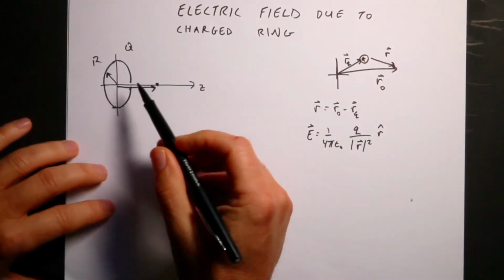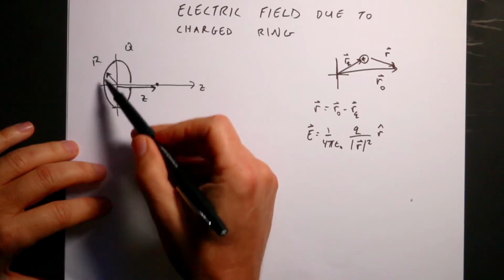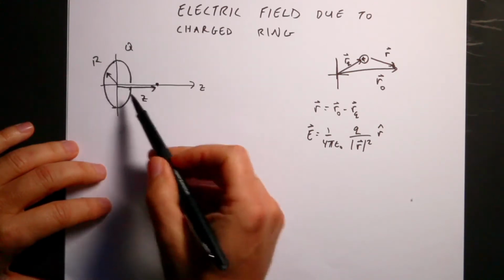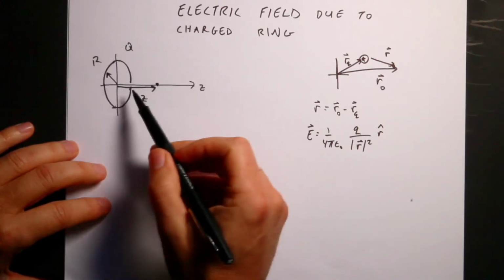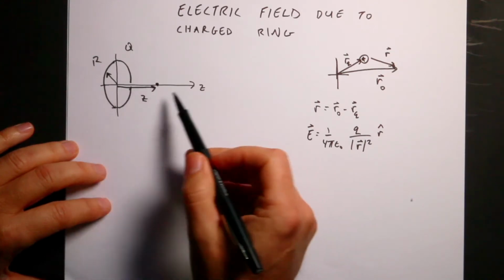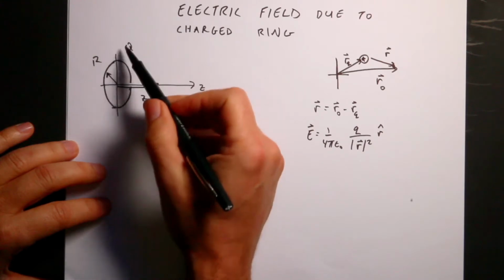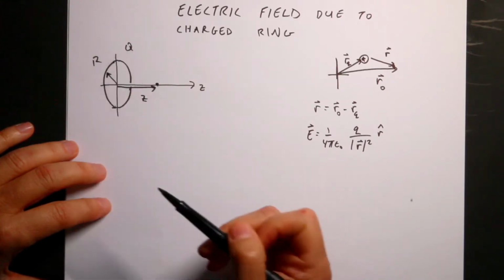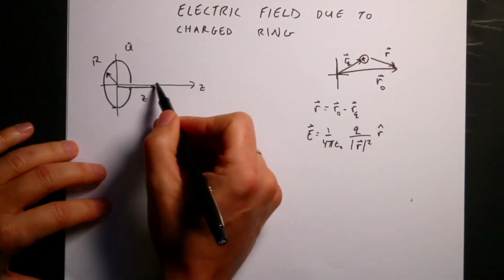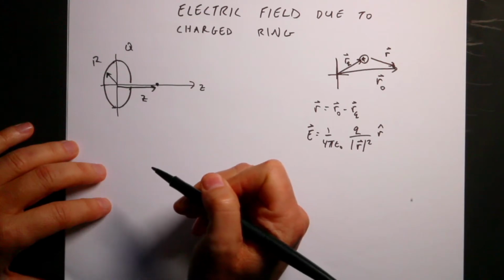So the situation is a ring in the XY plane, and I want to find the electric field at some point on the z-axis. There's a charged ring with a radius r and a total charge q, and we're looking at some observation location a distance z away.